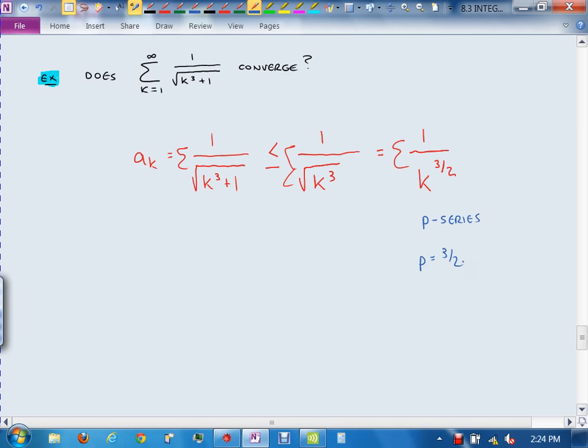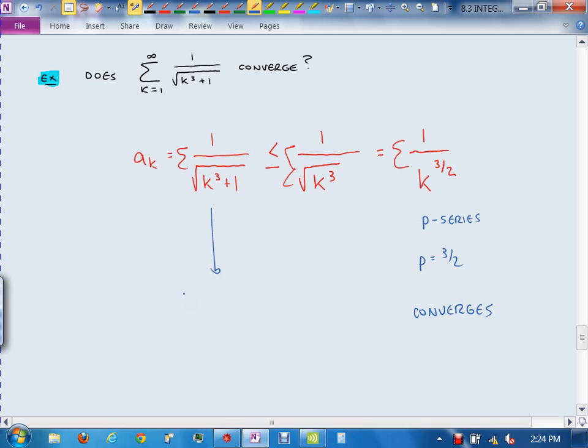So look off your thing here, P series. If P is greater than 1, which it is, it converges. So this would converge, which means it's headed towards a number, right? And our series must be what than that? Our series must be smaller than that, which means our series must also converge. Okay?